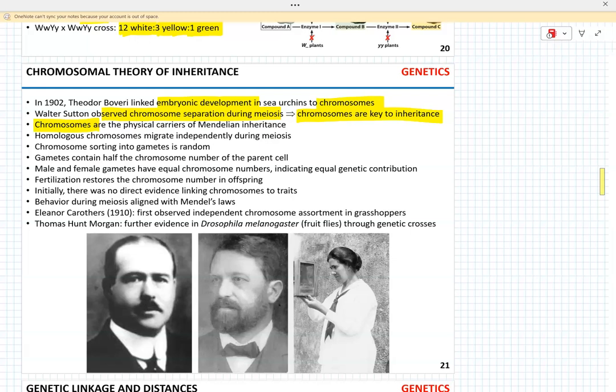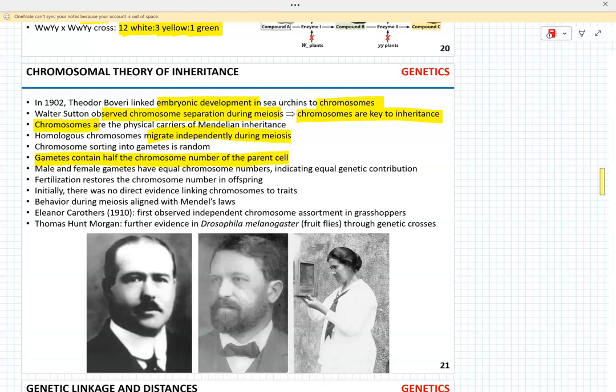As you may remember, homologous chromosomes independently arrange themselves among gametes during meiosis, so that sorting is completely random. You can also remember that gametes are haploid, which means they contain half of the chromosome number of the parent sets.